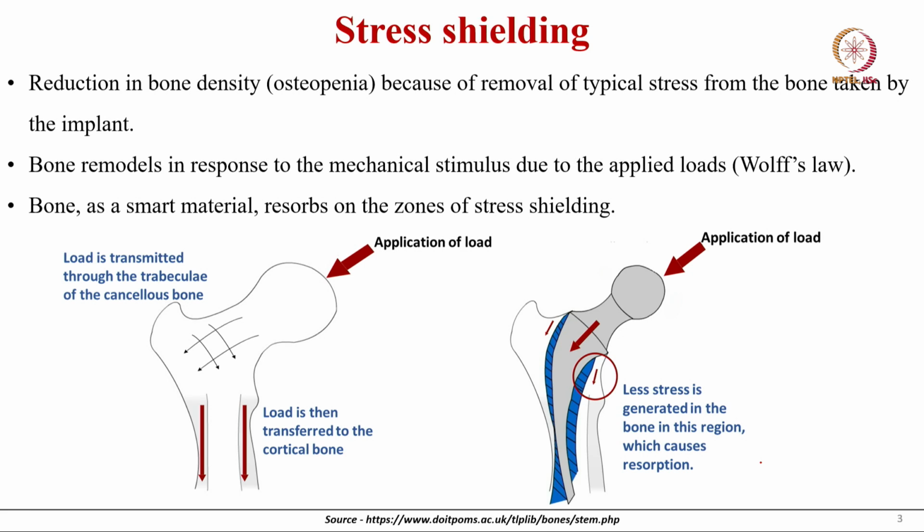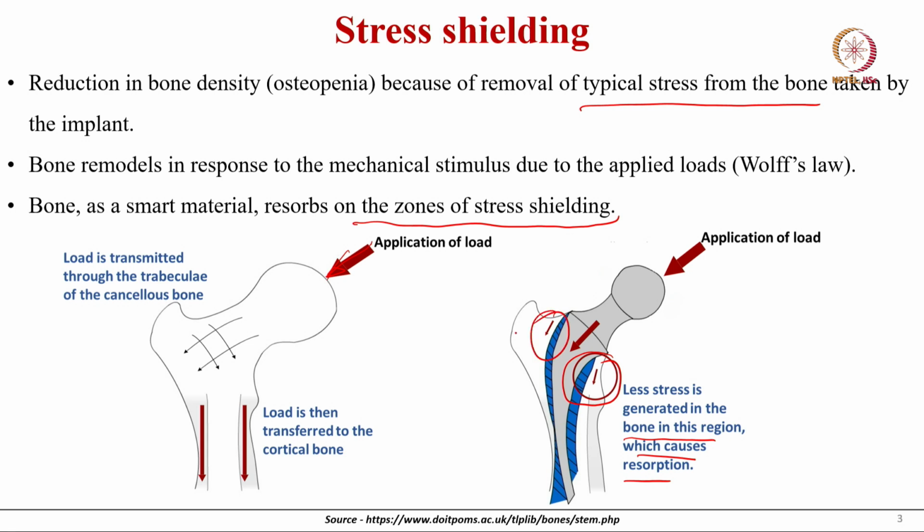So, one of the main issues with the acetabular liner is a human disease called reduction of bone density, or osteopenia, because of the typical stress from the implant on the bone. Bone is known to remodel in response to mechanical stimulus according to Wolff's law, and bone as a smart material reserves a zone of stress shielding. So, suppose this is the application of load. Now, if low stress is generated in the bone in this region, it causes resorption. This is the low stress region.